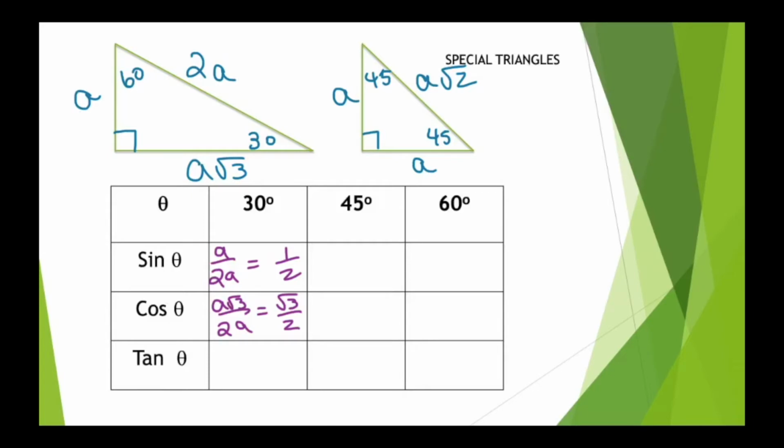The tangent is the opposite over the adjacent. That was the 30 degrees. Opposite over adjacent, which is A over A square root 3. We're going to have to rationalize that denominator. And the A's reduce, leaving us with square root 3 over 3.